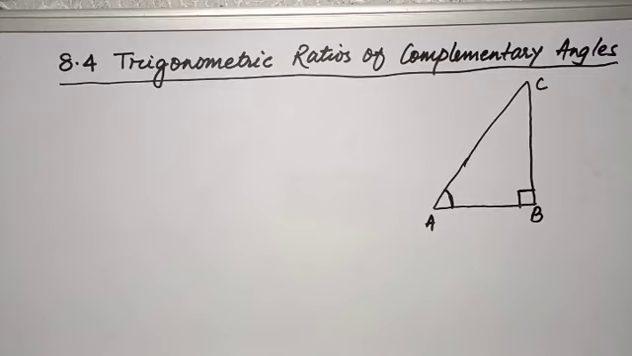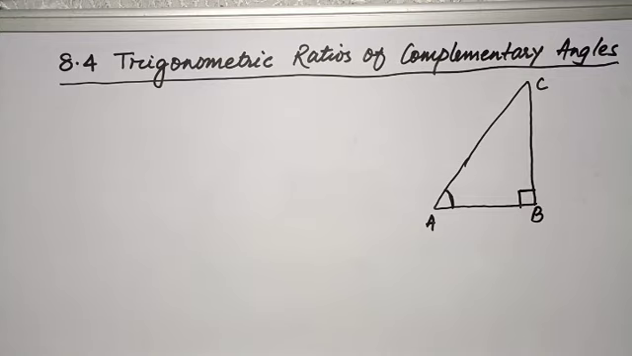Hello guys, today let us discuss trigonometric ratio of complementary angles. First of all, we need to know the meaning of complementary angle. We know the meaning of complementary angle from our previous classes, like when you were in 8-9. If the sum of two angles becomes 90 degree, then it is known as complementary angle.